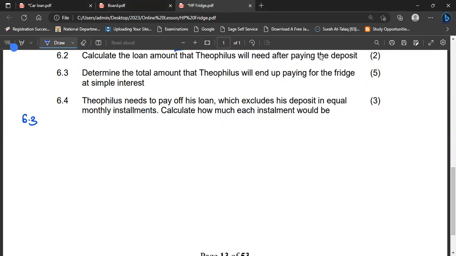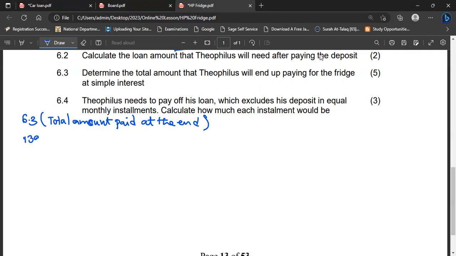Question 6.3. We are looking at the total amount paid at the end of the 2 years. So first and foremost, you look for the outstanding balance, which is the loan amount that you already have in 6.2.